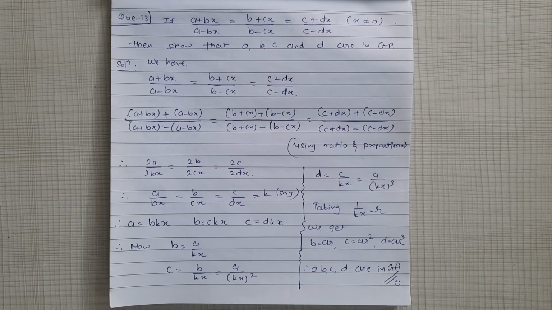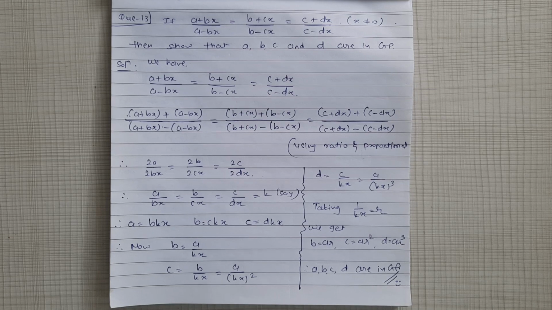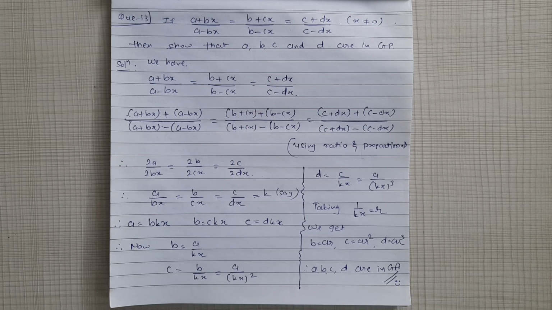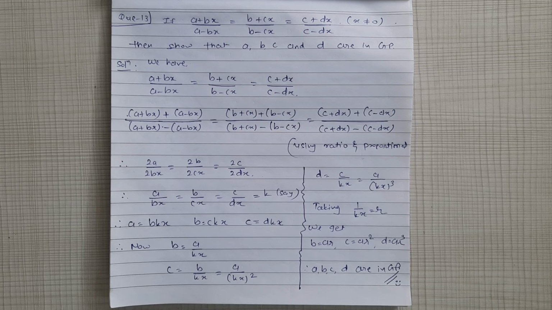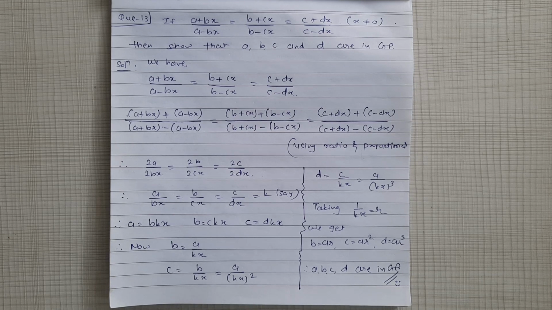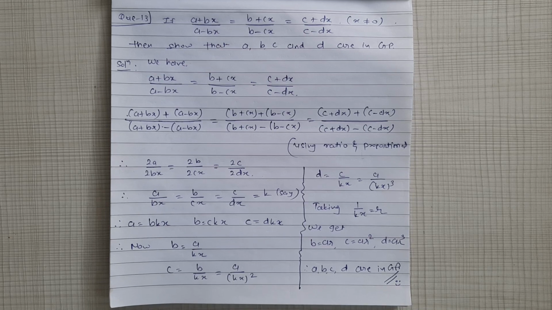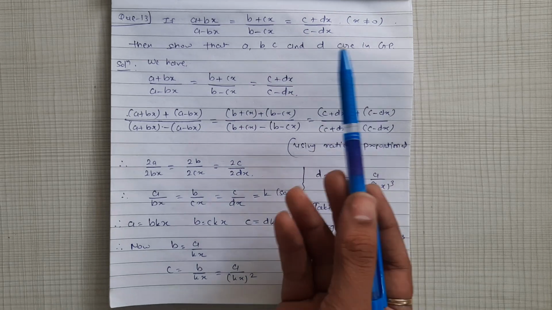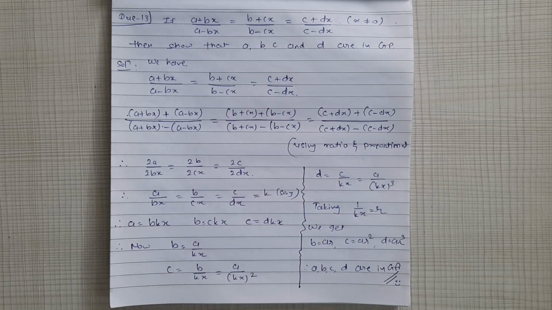Welcome back, guys. We are discussing the miscellaneous exercise of chapter number 9, and in this video we are going to discuss example number 13 and onwards. So question number 13 is: if (a + bx)/(a - bx) = (b + cx)/(b - cx) = (c + dx)/(c - dx), then show that a, b, c, d four quantities are in GP, where x is not equal to 0.